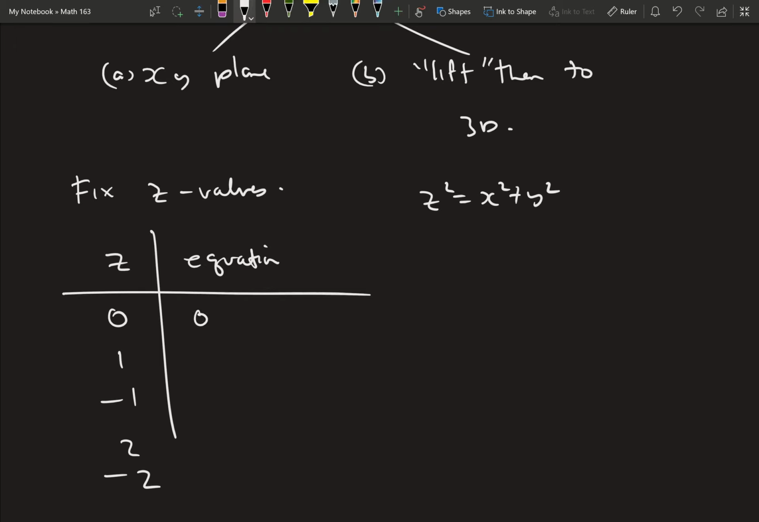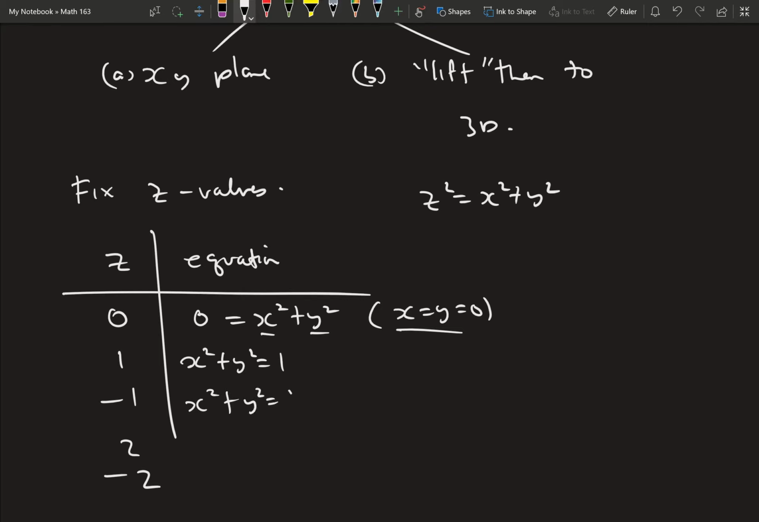Okay, so our original equation was z squared is x squared plus y squared. So our first equation here is 0 is equal to x squared plus y squared, which means that x and y themselves have to be 0, because x squared is always positive, so is y squared. The only way that happens is if x and y are 0. Here we have x squared plus y squared is equal to 1. Here also we have x squared plus y squared equaling 1. And for these both, we have x squared plus y squared equals 4, because z squared is 4 in that case. So how do we draw the trace curves?